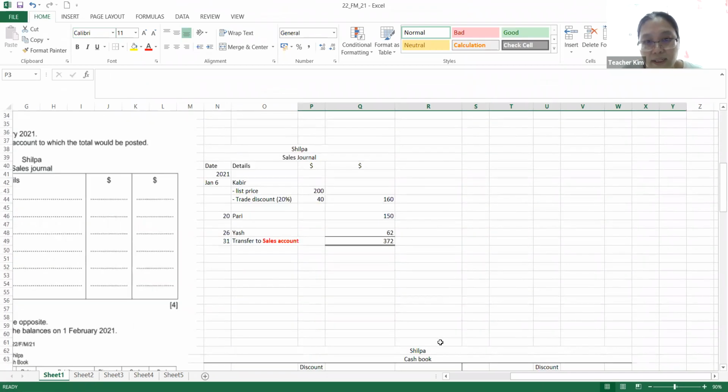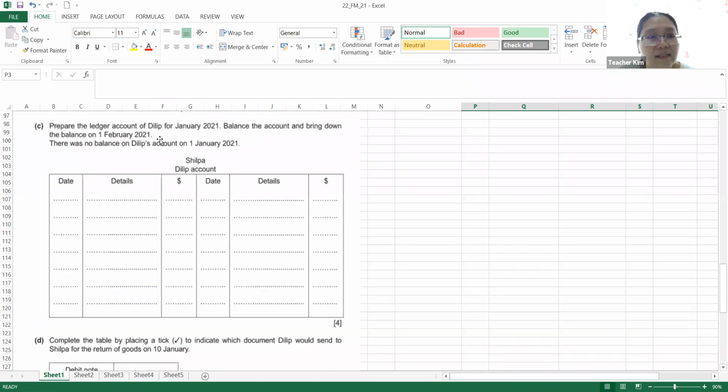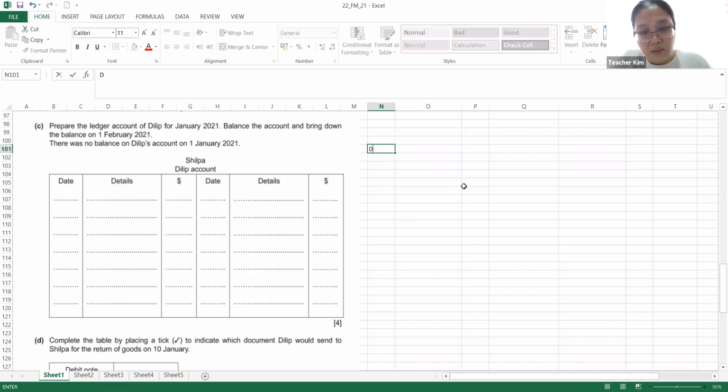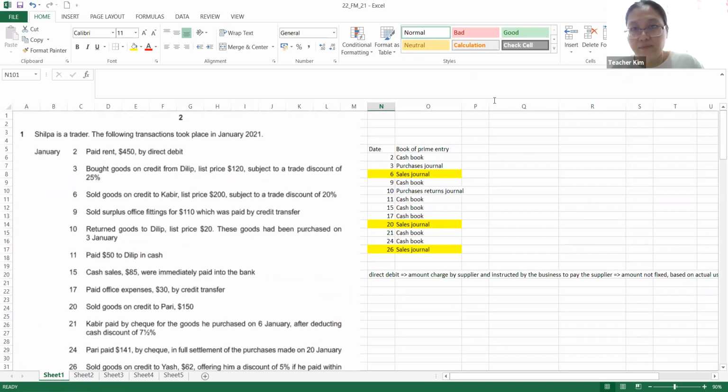Okay. Now the next question they ask is, prepare the ledger account of Dilip for January 2021. Balance the account and bring down the balance on the first of February. There was no balance, so that means no opening balance for it. So what we've got to do is put in Dilip. Okay, let's see Dilip's account. I put it here side by side, easier for me.